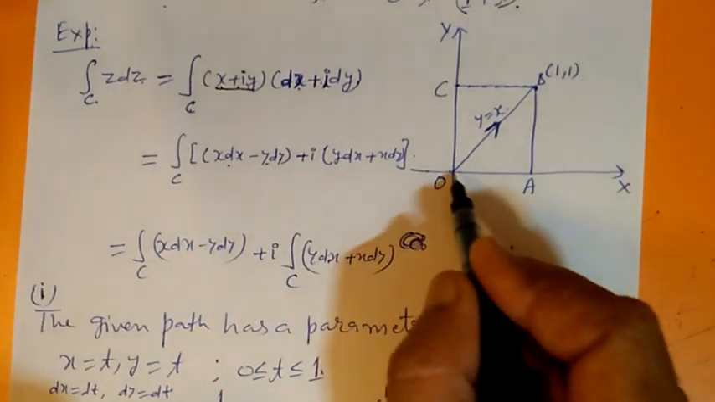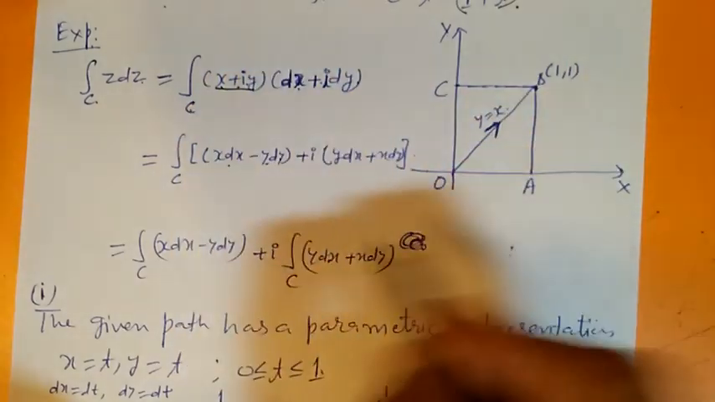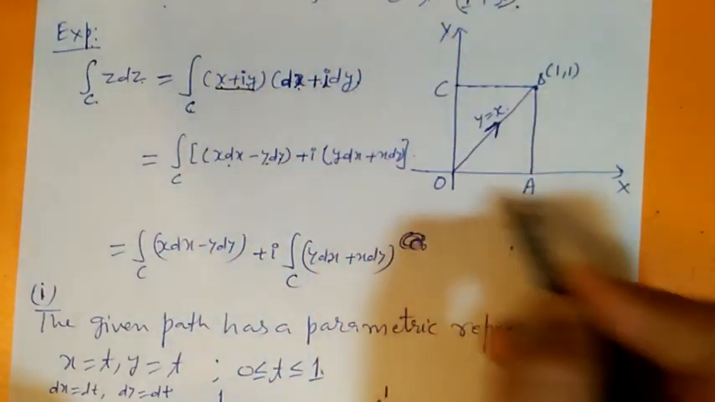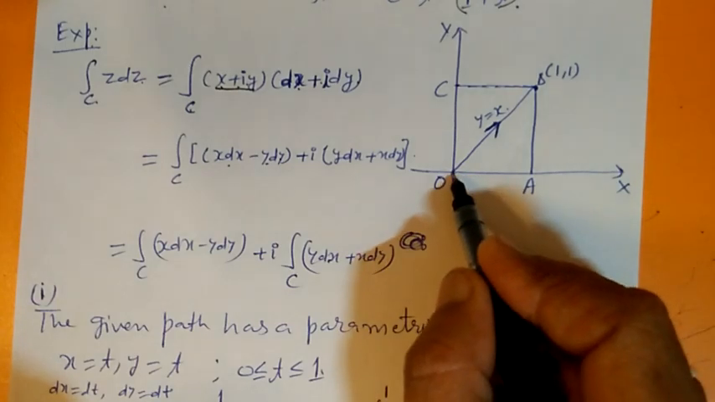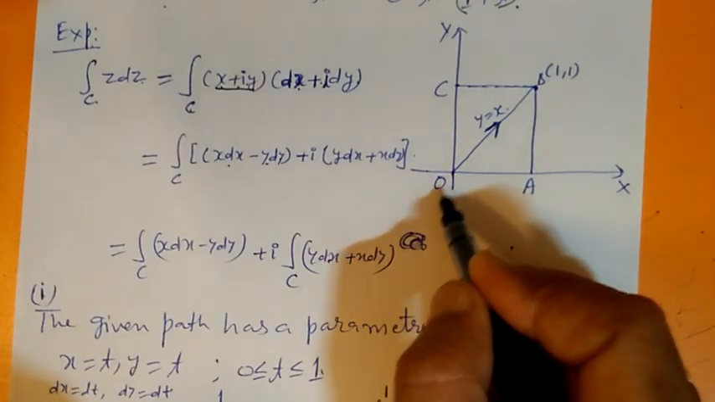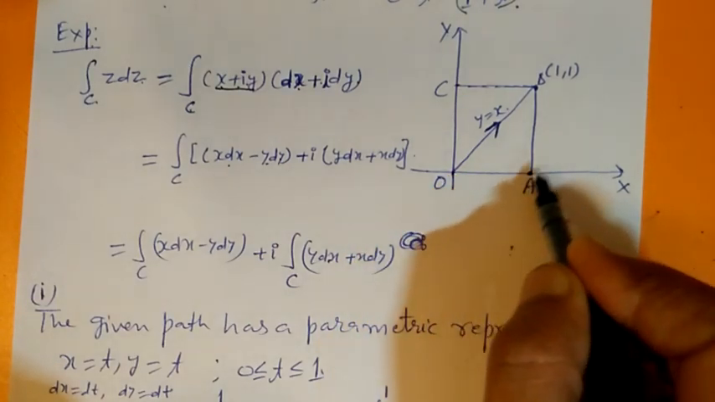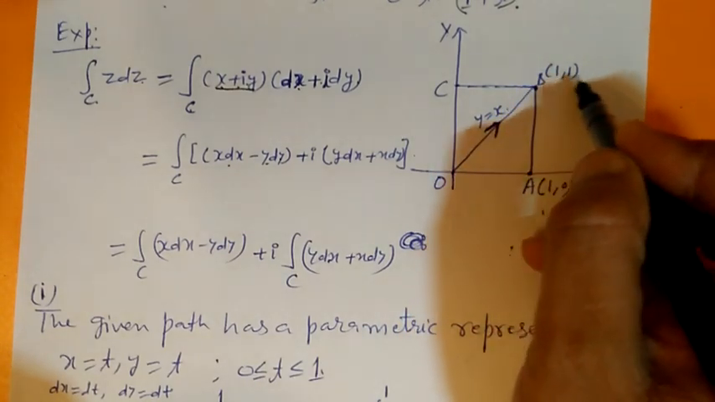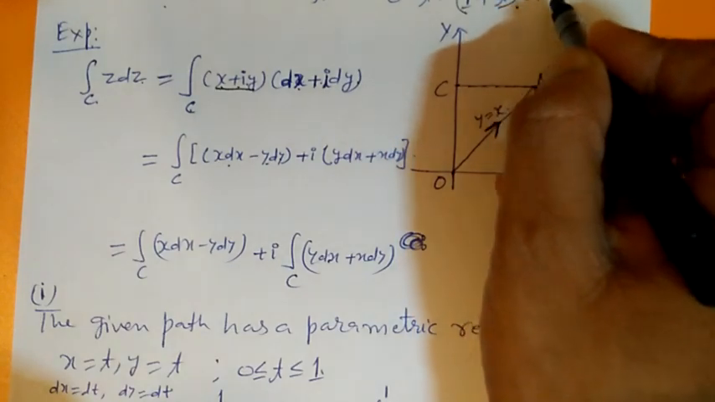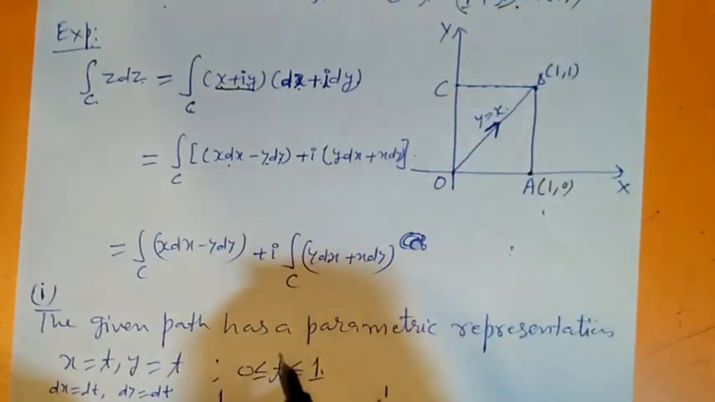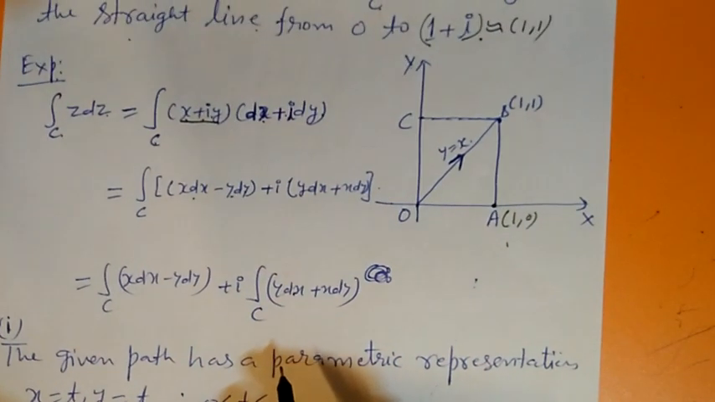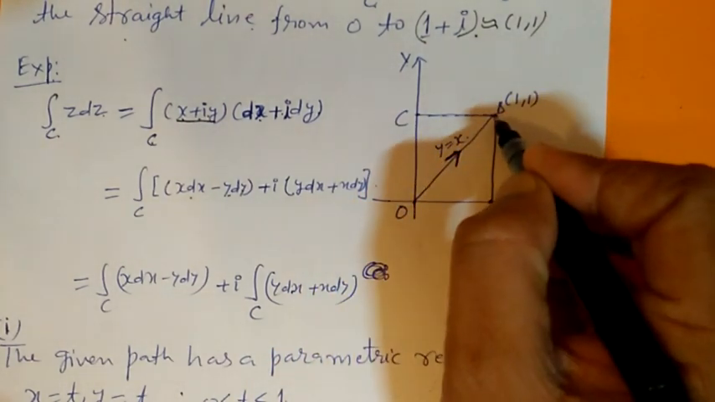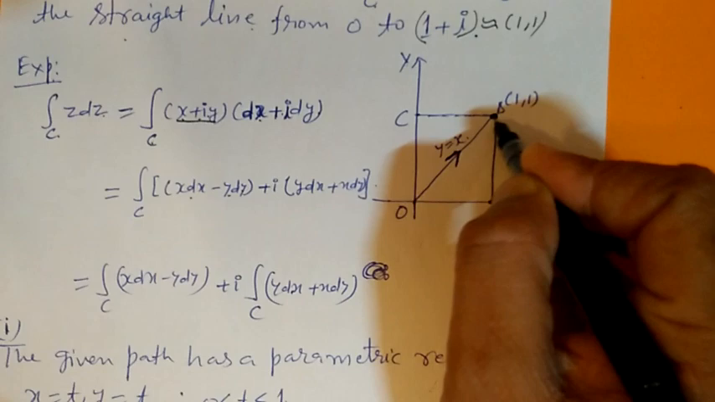So in that case, if we draw the given straight line on the xy plane, this point is the origin, 0 comma 0, this point A is 1 comma 0, and this point is 1 comma 1, that is, this complex number denoted in point form as 1 comma 1. So these are the different paths reaching the point B.